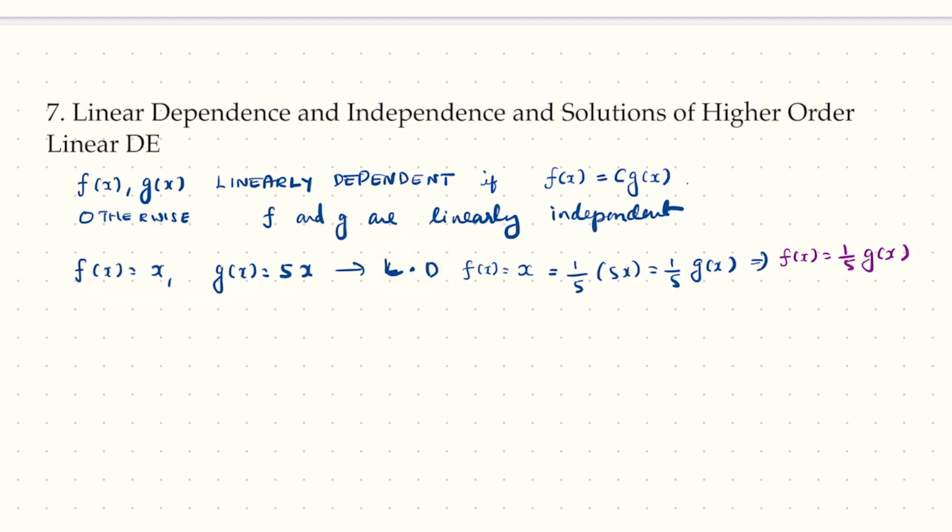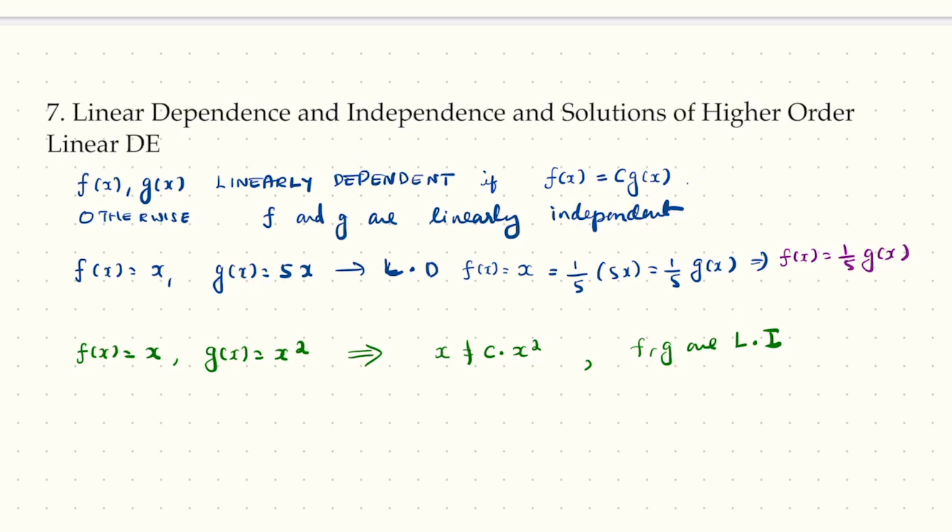On the other hand, if you take f of x simply equal to x, and g of x equal to x squared, there is no way that I can write f of x as some constant times x squared. It's impossible. So in this case, f and g are linearly independent, LI.